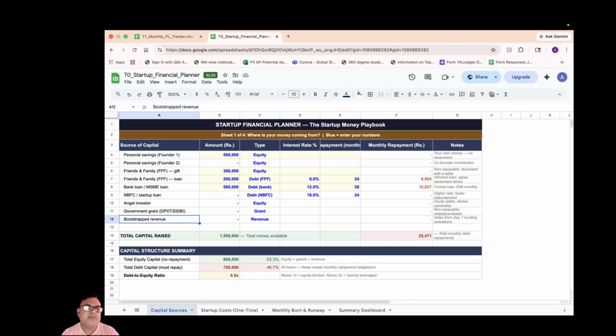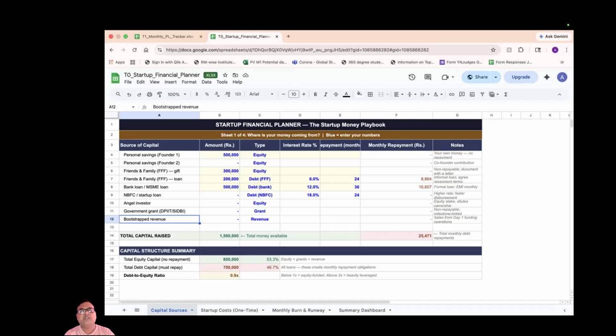Then comes the bootstrapped revenue. You might have heard of certain startups. For example, Zerodha is a very famous startup, right? And it's a bootstrapped one. What do you mean by bootstrapped? Which means that they did not raise capital. Okay, so sales from day one, and you generated that revenue, right? And after subtracting all the costs, whatever you're left with, maybe the profit, you're putting back into the startup. Okay, but you're not taking external funds.